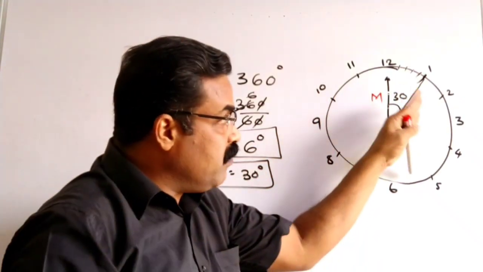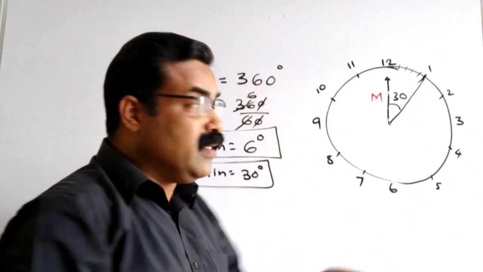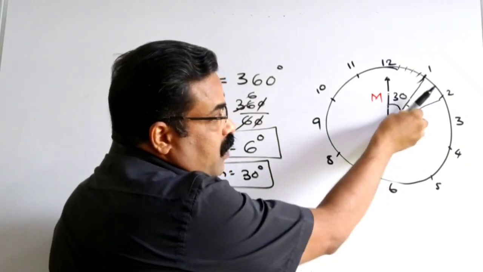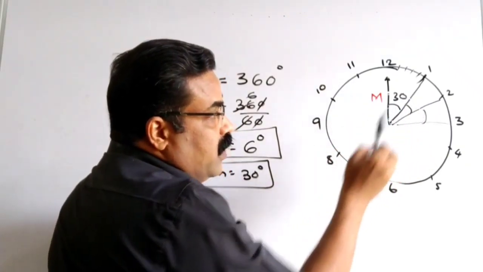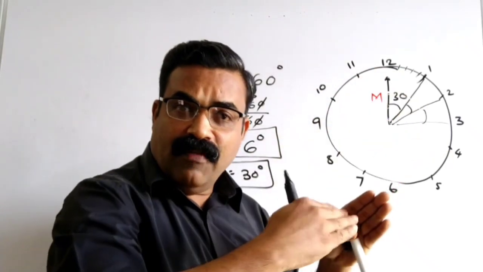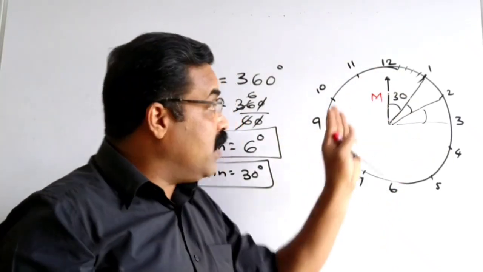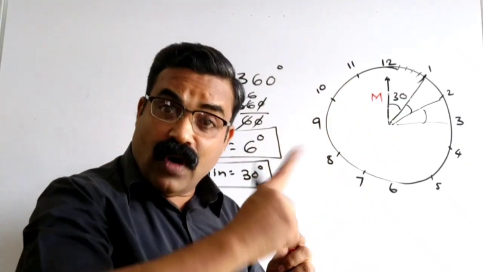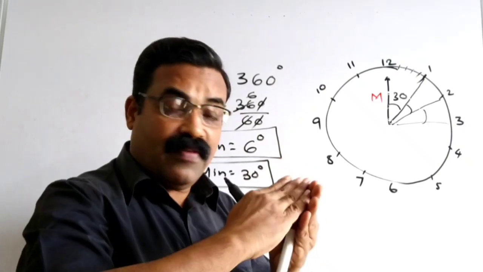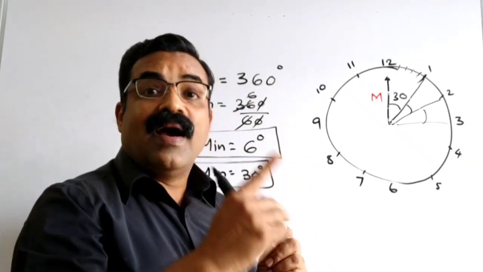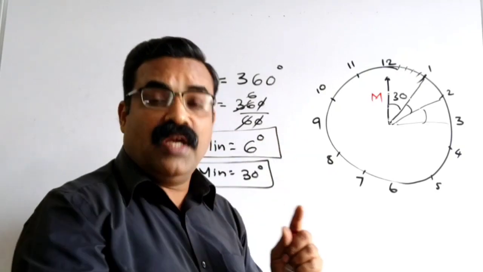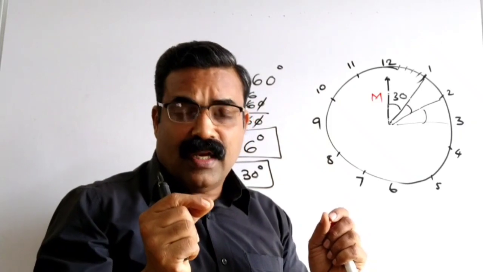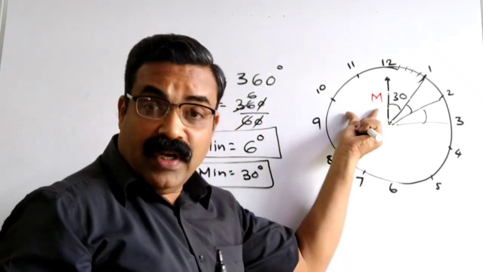So every 5 minutes it becomes 30 degrees, 30 degrees, 30 degrees. When it moves from here to here, this angle will be 30, and from here to here, this angle will be 30. Every 5 minutes, the angle made by the minute hand is 30 degrees. Every 1 minute it is 6 degrees, every 5 minutes it is 30 degrees, and in 1 hour, that is 60 minutes, the total will be 360 degrees. This is one of the very important concepts about the minute hand.